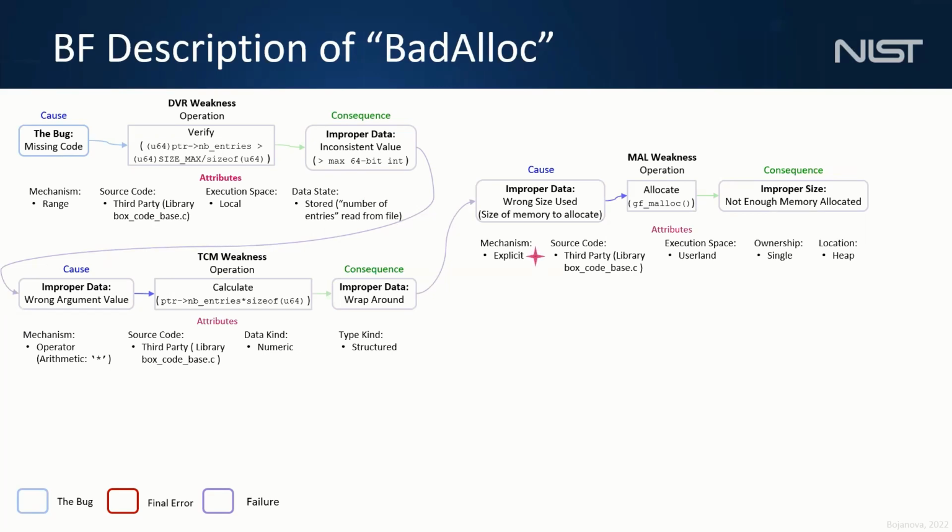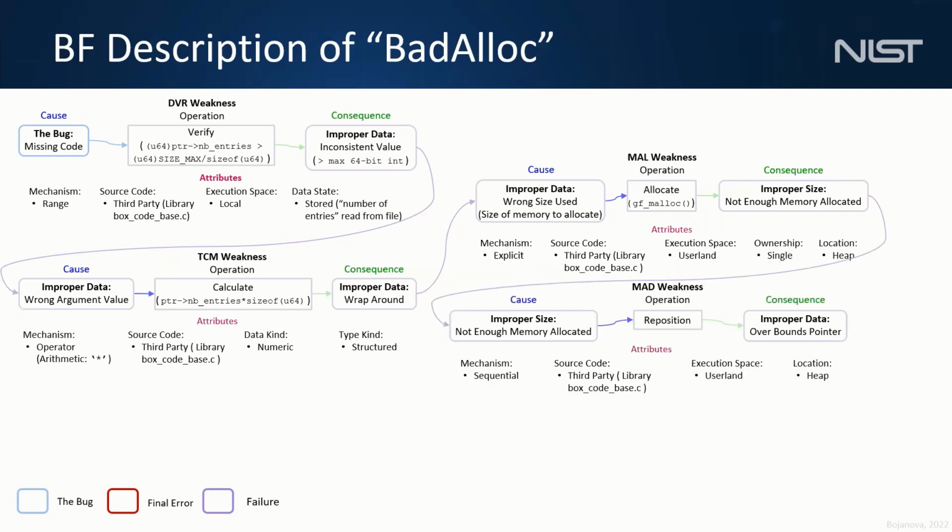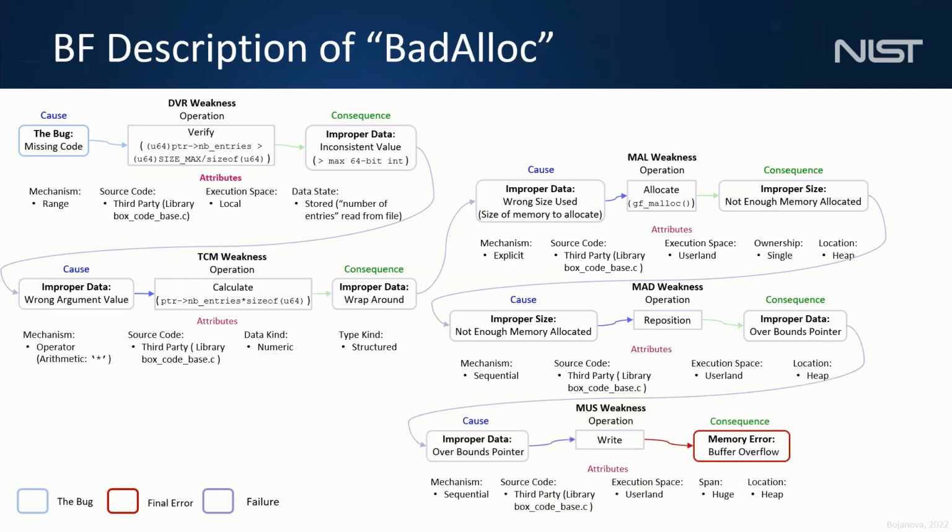Its mechanism attribute shows how the allocation is done. The MET weakness is not enough memory allocated leads to pointer over bounds at repositioning. The mechanism attribute here shows how the pointer is being repositioned. Last in this vulnerability is the MAS weakness, which results in buffer overflow. The attributes are the same as for MET. The final error, buffer overflow, causes denial of service or remote code execution failure.